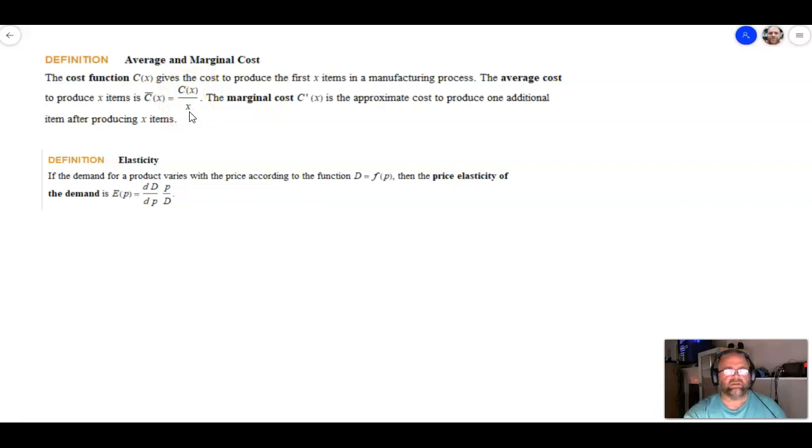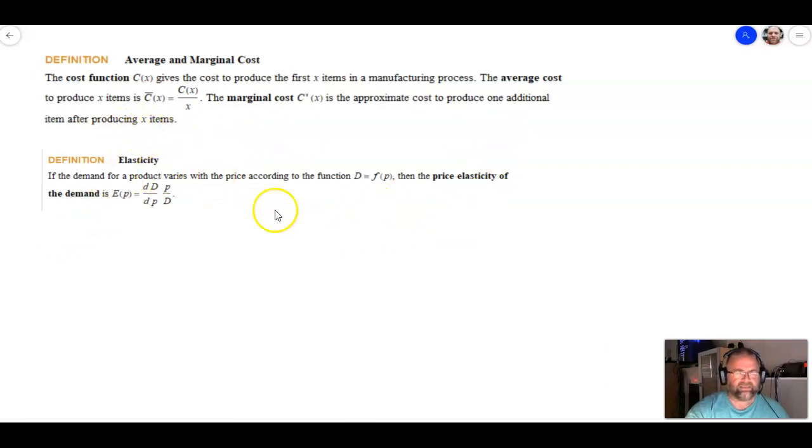If you are making robots and your total cost is $1,000 and you built 10 robots, then your average cost per robot would just be $100, right? Because it would just be 1,000 divided by the number of robots that you made. And then the marginal cost, which is the derivative of the cost function, is going to give you the approximate cost to produce one additional item after you produced the x items, the independent variable.